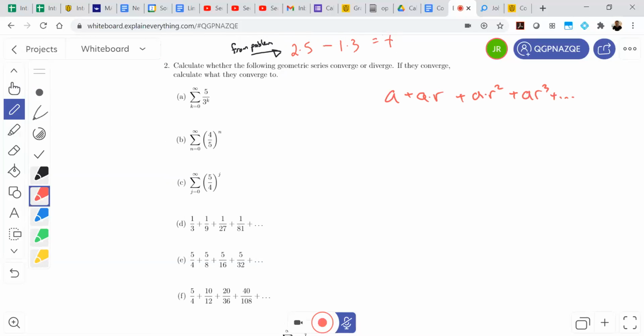And it converges to the formula a divided by 1 minus r if the absolute value of r is less than 1, and it diverges otherwise. Specifically, if r is bigger than or equal to 1.